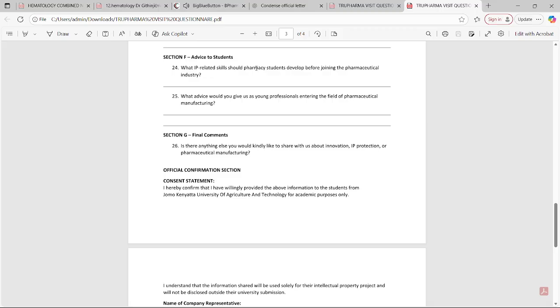I'll stop there. Oh, there's another one. No, there's none. That was the outline for esophagus. This was the outline for stomach.